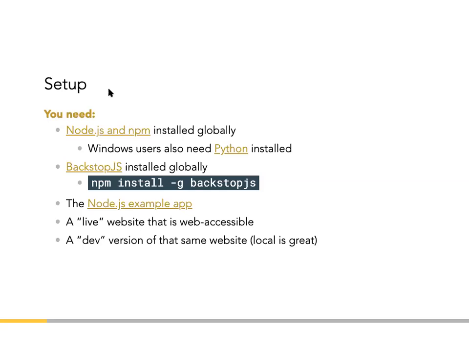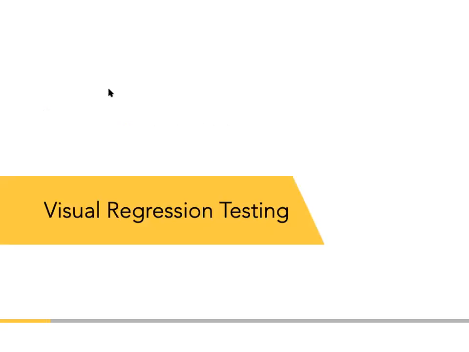I'm more or less going to skip over this slide, but what you should know is you need Node.js and NPM. Once you get that, you need BackstopJS. I'm installing this globally, meaning I can run Backstop from anywhere on my computer, which is helpful as I go from one project to the other. I can just run it. I don't have to reinstall it for each project.